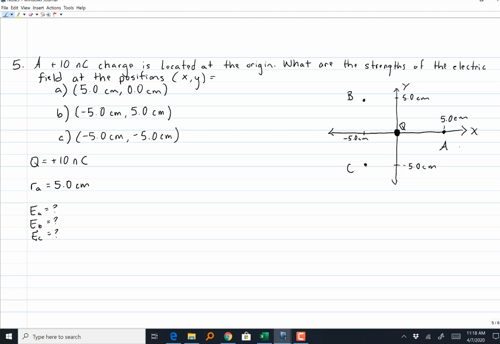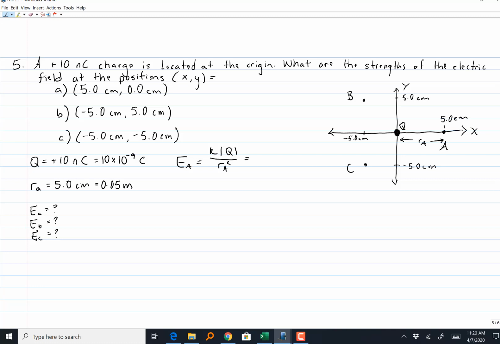All right, so let's start with A. The electric field at point A is actually pretty straightforward, because the distance from the origin where my charge is to the point is just that 5 centimeters. So R_A is that 5 centimeters, or 0.05 meters. If we're converting these, I'll convert the large charge down as well, to make sure that we're putting those in coulombs and meters. And so I can use my equation for the electric field, kQ over R_A squared, to get my value for the electric field at A.